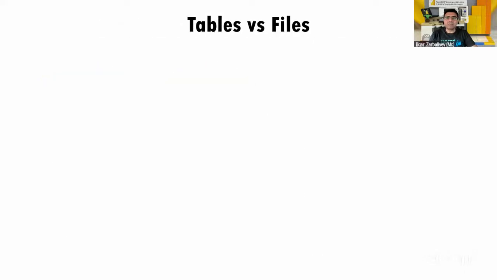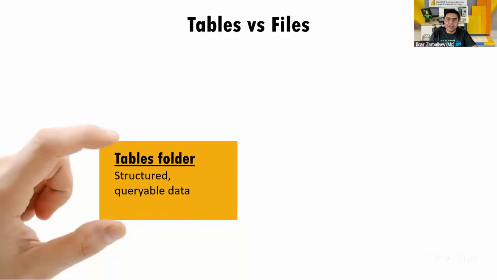Let's talk a little bit about lakehouse design. Lakehouse organizes data into two areas, tables and files. The Tables folder area contains Delta Lake tables. These are structured, queryable data that supports SQL through the SQL Analytics endpoint. I'll show you while I'm demonstrating. They enforce schemas and ACID transactions, connect easily to Power BI, and benefit from automatic optimization.